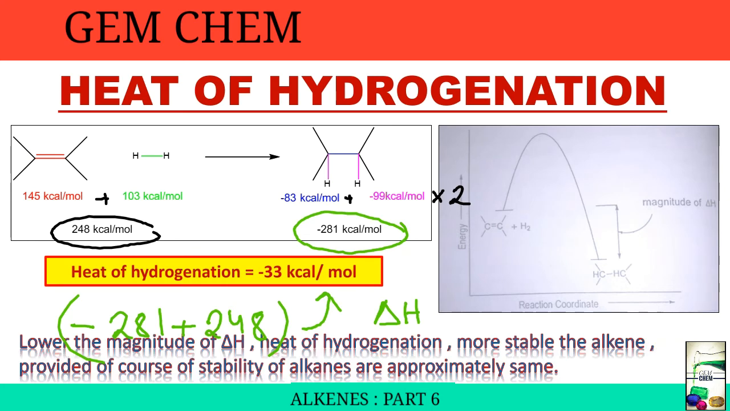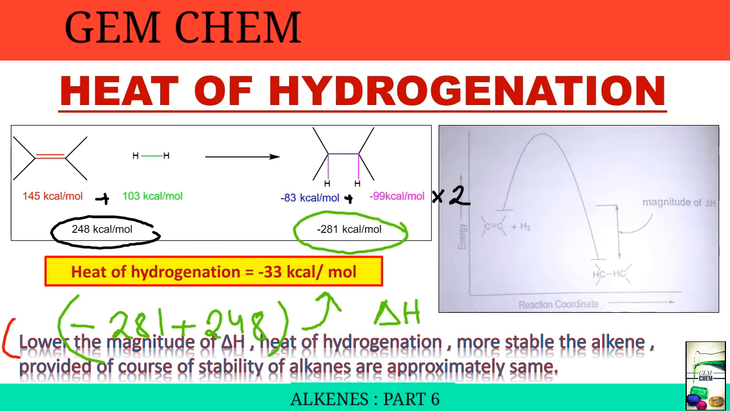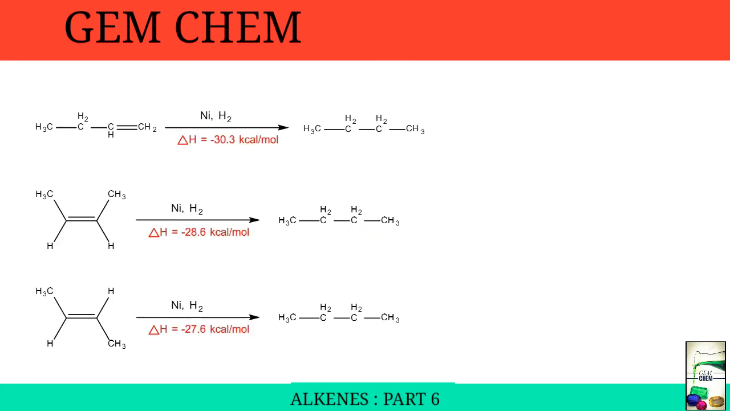Now what does it state? It states that the lower the magnitude of delta H, that is, the heat of hydrogenation, the more stable the alkene, provided of course the stability of the alkanes is approximately the same. So this statement is highly important. You have to keep it in mind, and we will see its application.